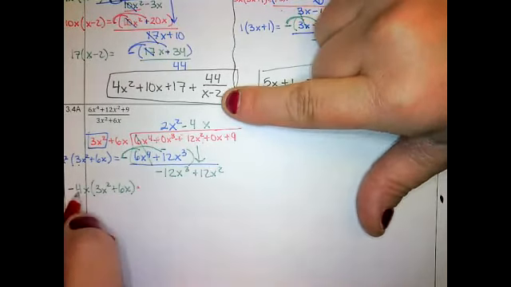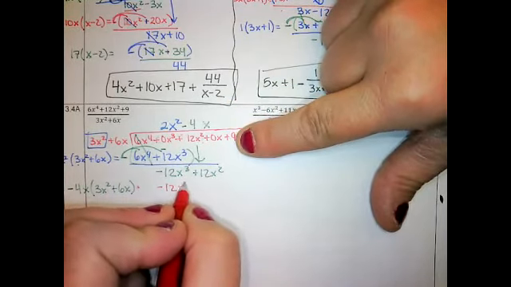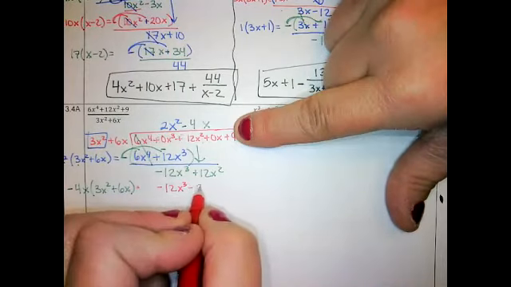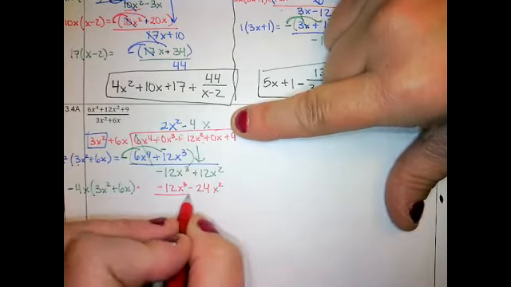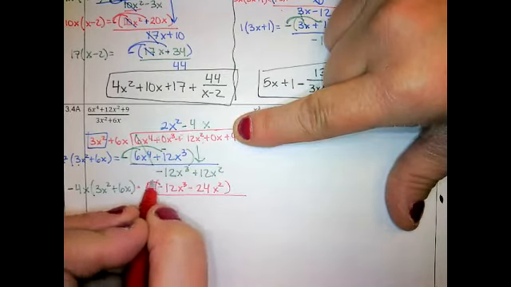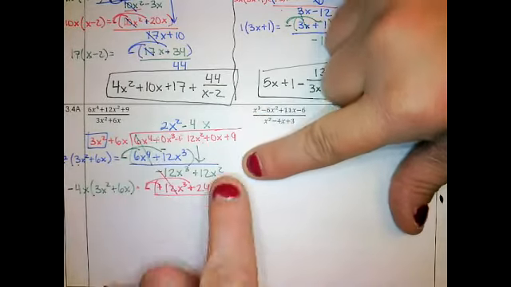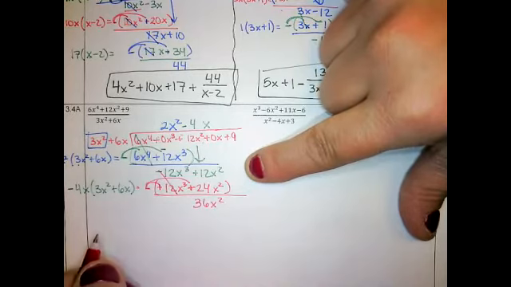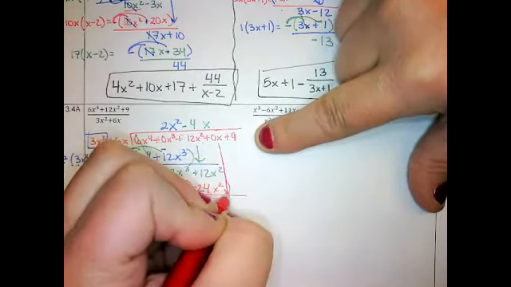And I get negative 4 times 3 is negative 12. X times x squared is x to the 3rd. Negative 4 times 6 is negative 24. X times x is x squared. I'm going to subtract that whole thing, so that's going to change both of these signs. That goes away. 12 plus 24 is 36x squared. And now I can bring down my 0x.